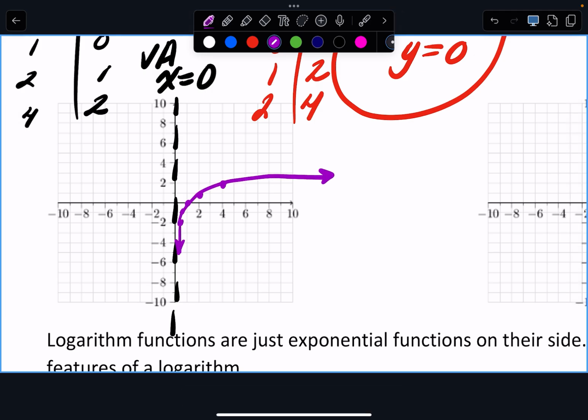Remember when people ask me, what is a log? And I made a big deal about it in 1010, I say it's an exponential function, it's just flipped on its side. So a log is just an exponential function flipped on its side. So make sure you graph it growing exponentially to the right and coming to the asymptote.